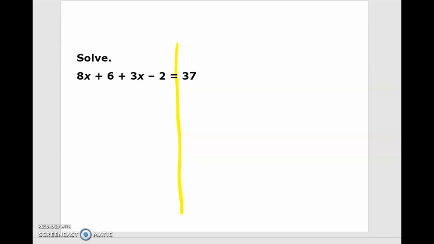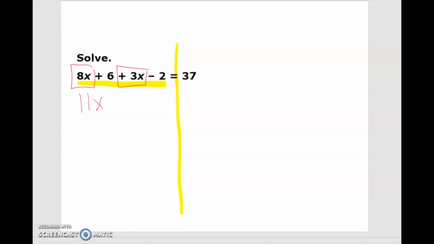So the first thing we want to do is draw that line that divides our equation into 2 parts. And I'm going to be looking at all the terms that are on the left side of the equal sign. The first thing I'm looking for is, can I simplify? Are there any terms that are alike that I can combine together? Hopefully you're noticing that 8x and 3x both are variable terms. So we would want to first combine those together. So 8x plus 3x is 11x.